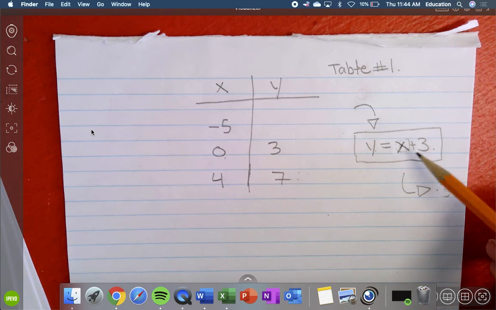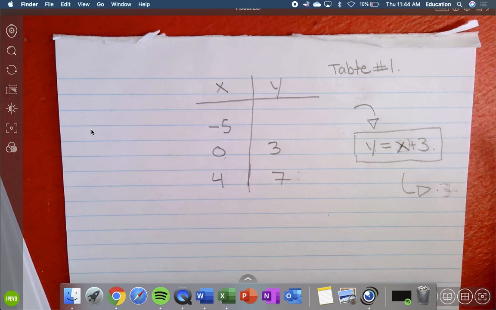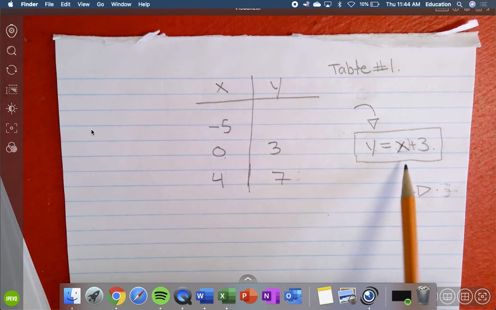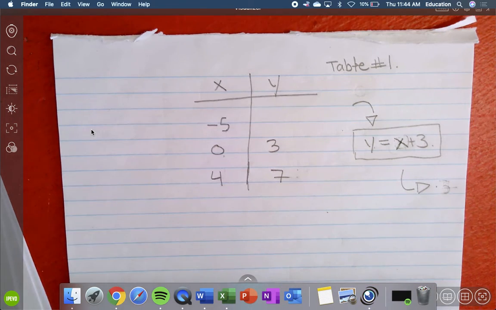Okay? So I want us to solve. This means that you're working. This means that you're putting some effort into your learning. Okay? This means that we tried. If I put a minus 5 into this machine, what do I get?